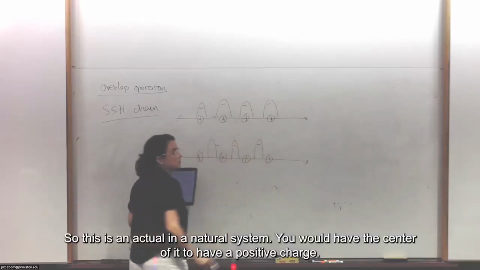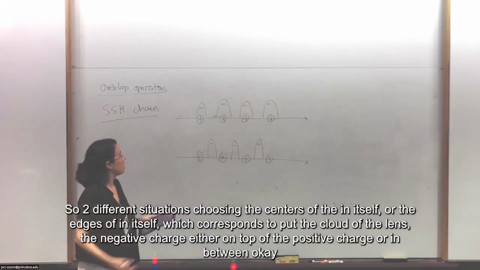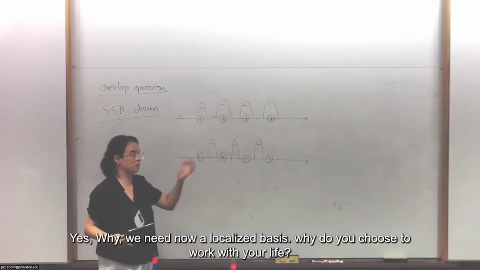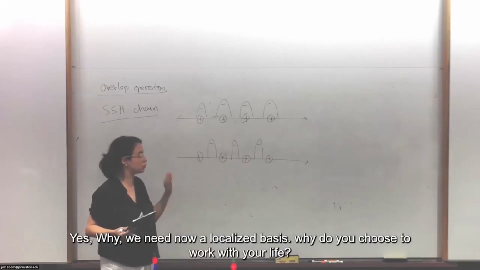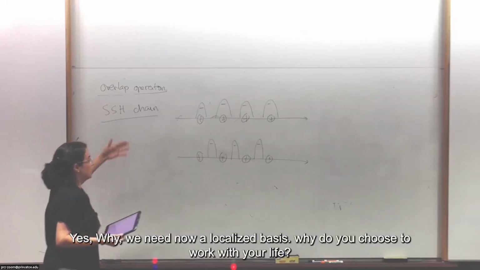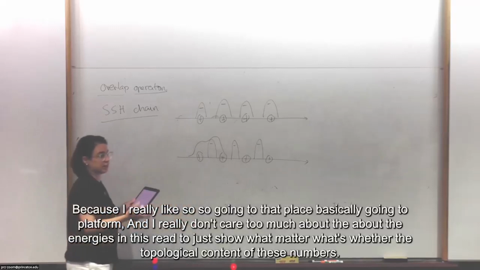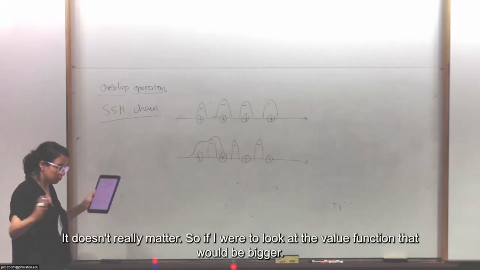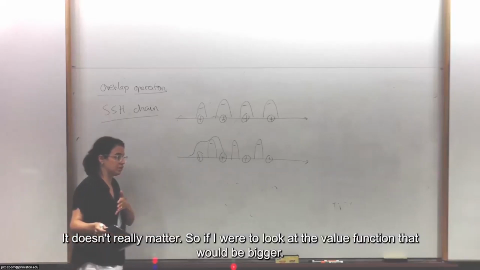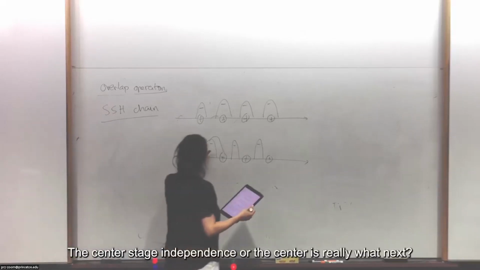Okay. Yes? So why do we need a localized basis? Why choose to work with Wannier and not Bloch? Because going to that phase is basically going to the flat band limit, and I don't care too much about the energies in this system. I'm trying to just show what the topological content of these numbers is. If I were to look at the Wannier function, that would be bigger. The center is gauge independent, so the center is really what matters. If you were to completely localize it, you can localize it exactly on the Wannier center. Now, Wannier functions are not gauge invariant themselves. There's really no good meaning to choosing any of them, so might as well choose something which is completely localized.